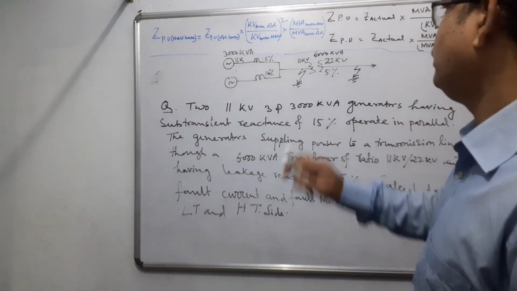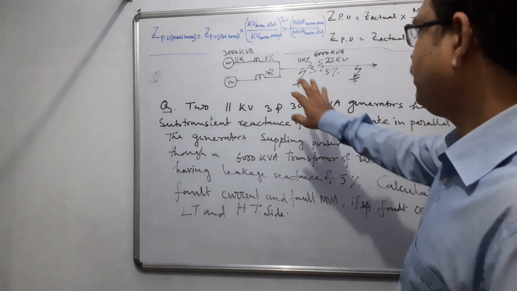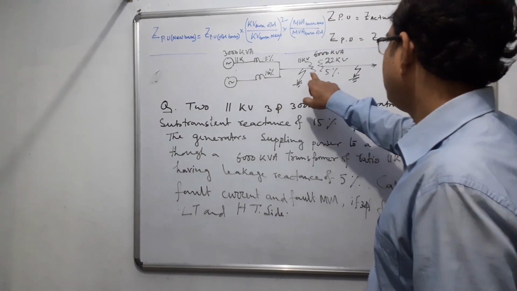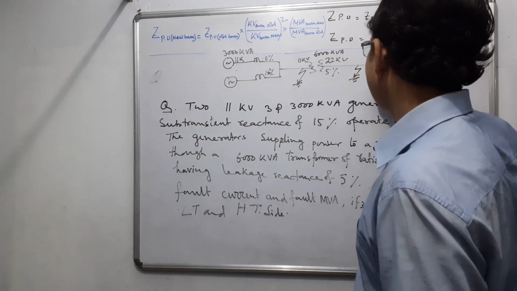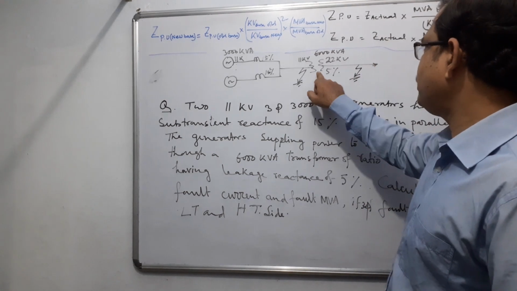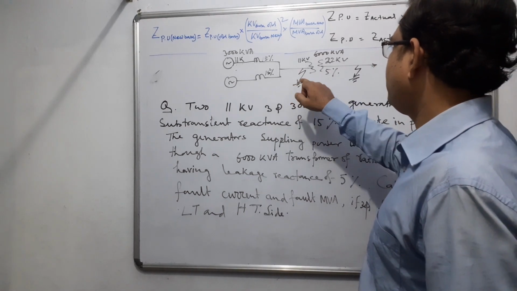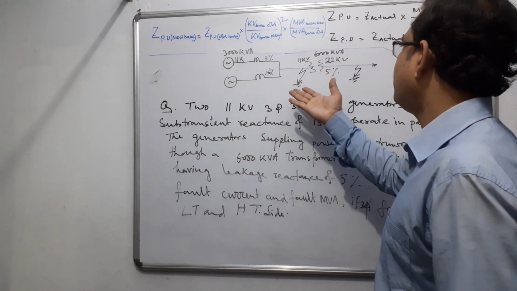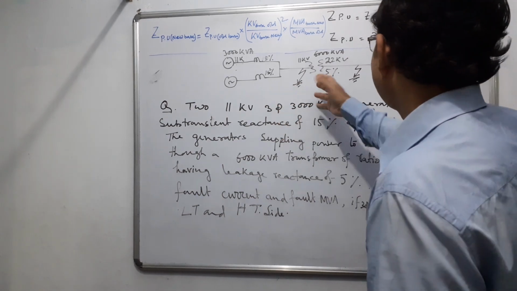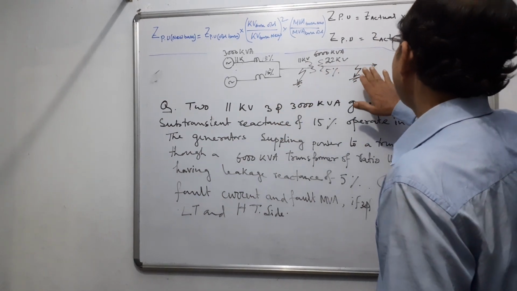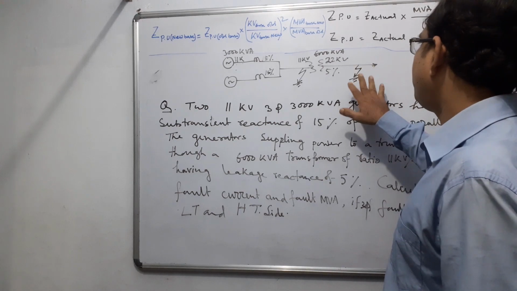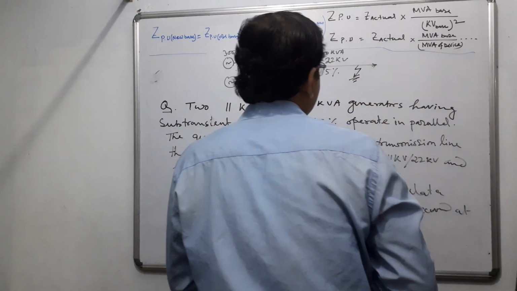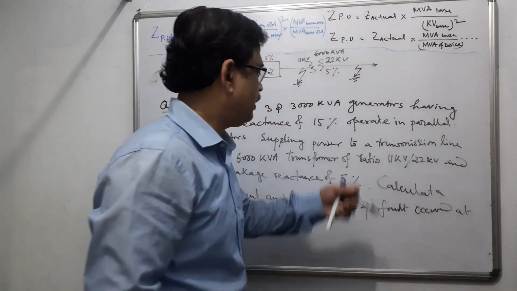So now we'll solve it. I think the problem is clear. Two generators are working in parallel. They are supplying a transmission line through this transformer, and if fault occurred at this LT side, what will be the fault MVA? What will be the fault current? We have to find out. At the same time, if fault occurred at the HT side, obviously the fault MVA and the fault current will be different, and we have to calculate it. So I think I can erase it.